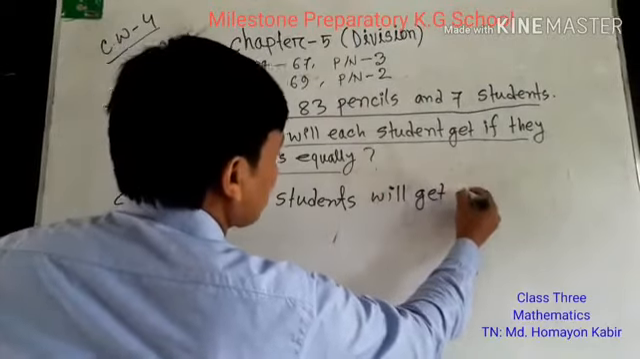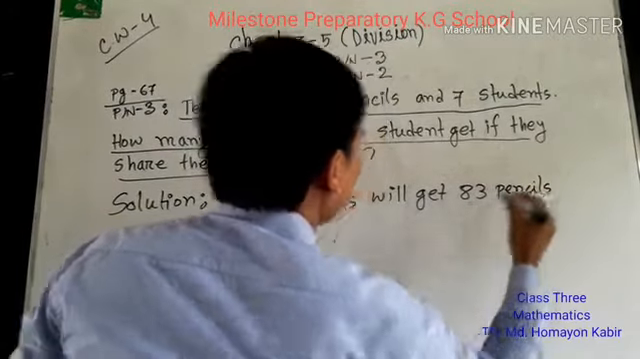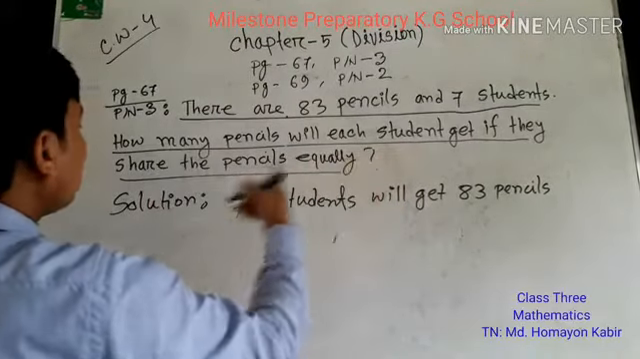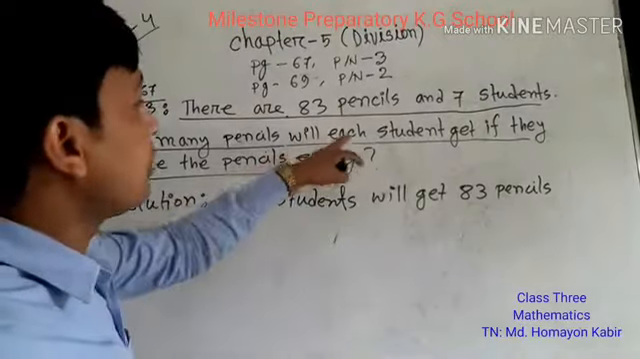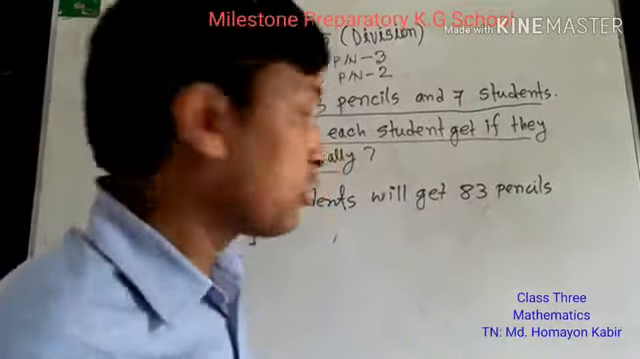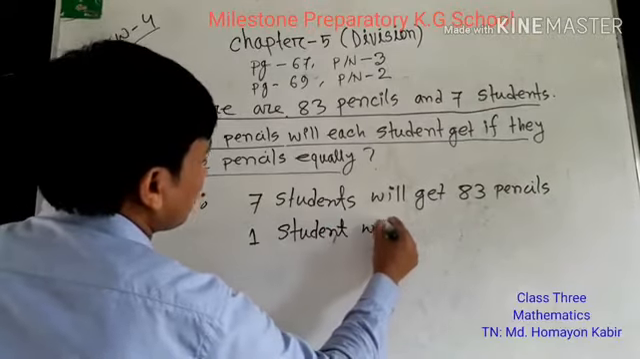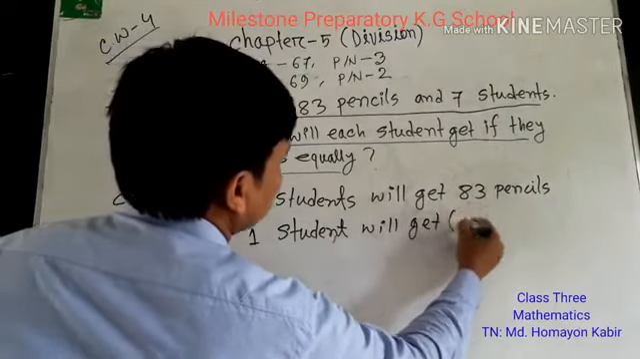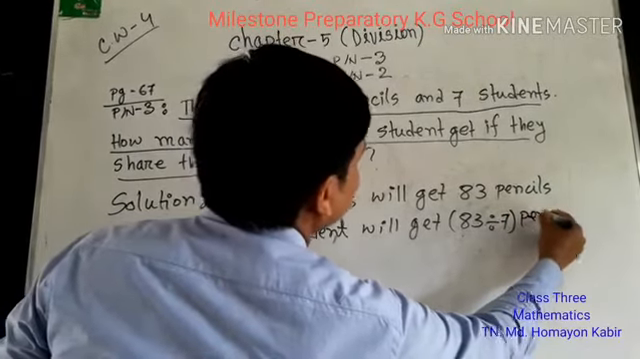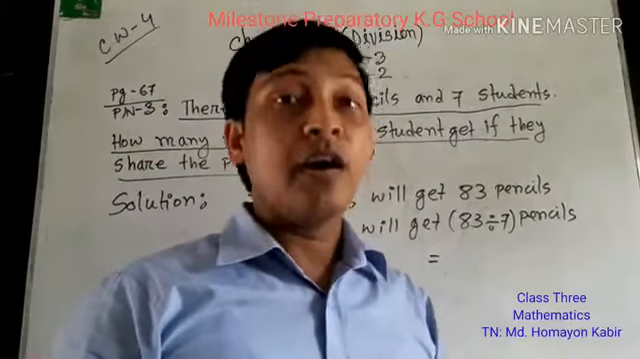Will get... then how many students is each student? So one student. Is means one. So we can write here one student gets 83 divided by 7 pencils. So what will we do now? We have to do rough work.